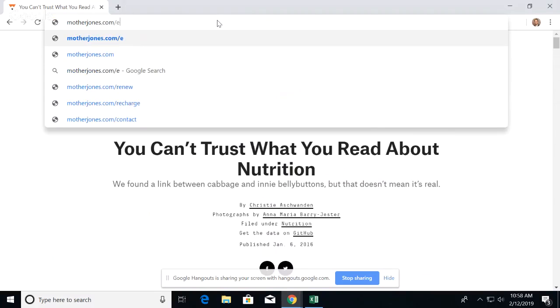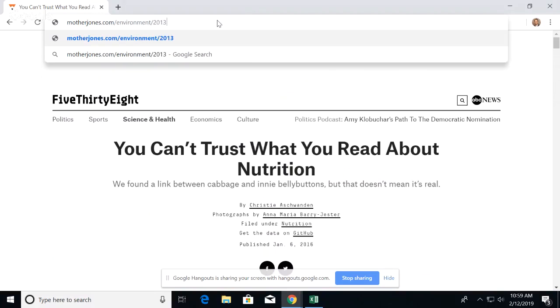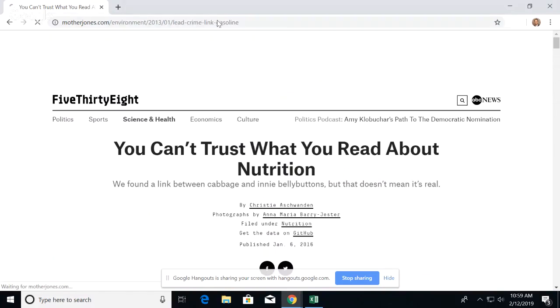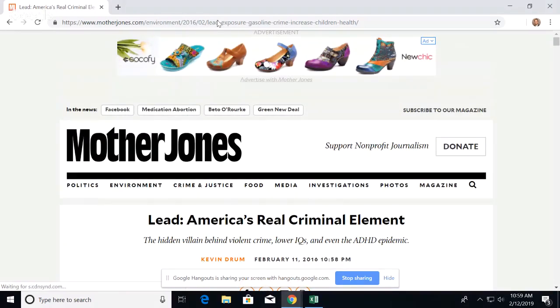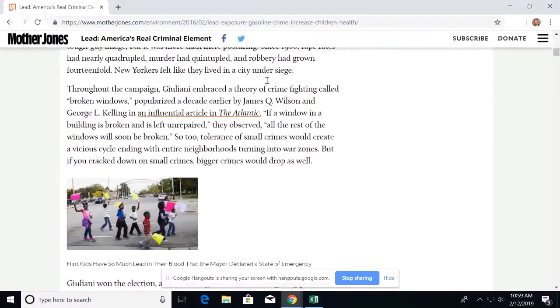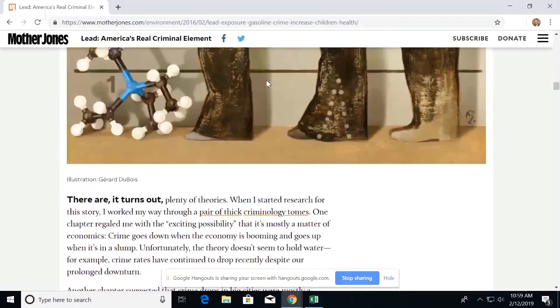Jones.com. This one I actually believe might be a possibility, but I haven't done a lot of research on it. Is there a relationship between crime and how much lead is in your gasoline? This makes the case that yes, there is.